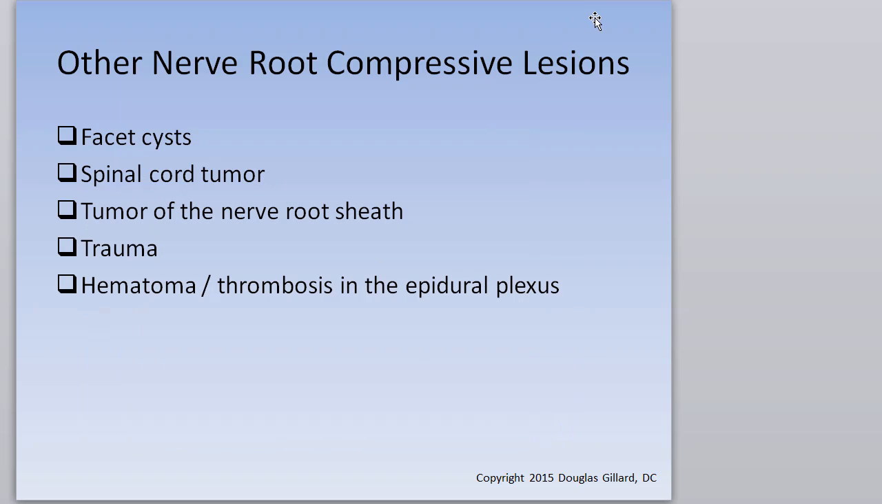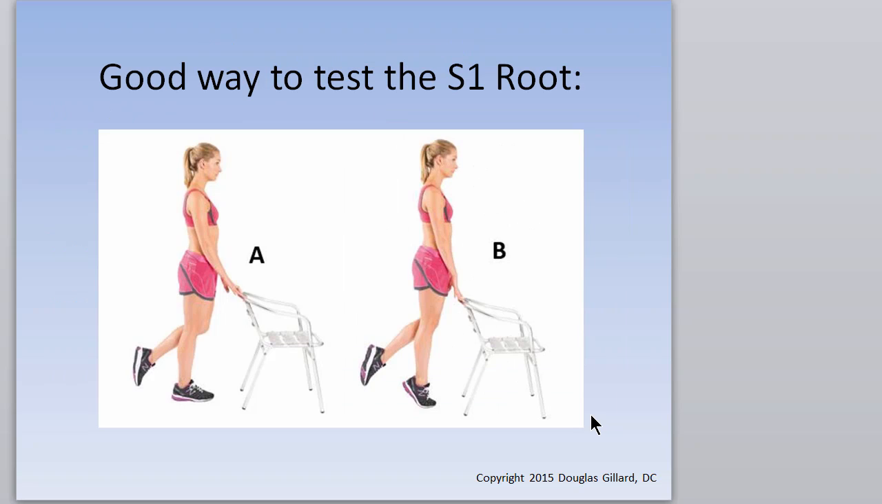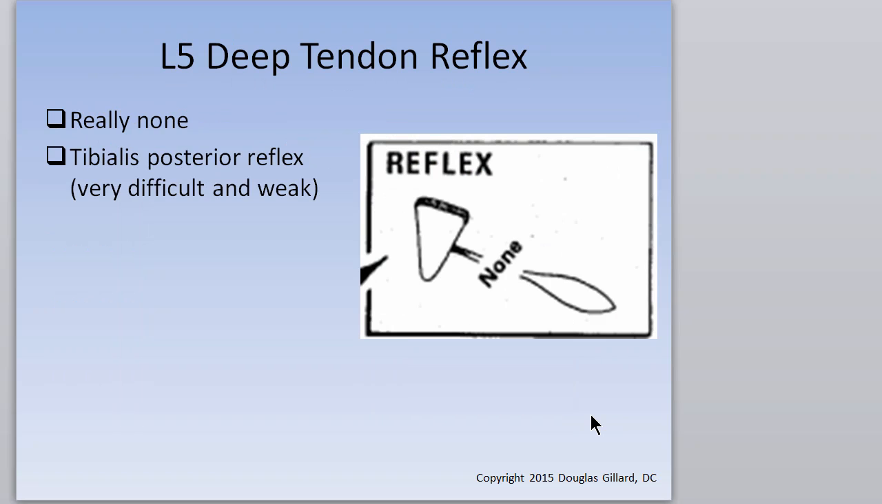Definitely know these, the compressive lesions. Know the things that can cause radicular pain or even radiculopathy. Facet cysts, spinal cord tumors, tumors of the nerve root sheath. I think you should know the dermatomes of the foot as well. This is lateral out here, so that's S1. On the top is L5, and on the inside is L4. Got to know those. You already know those though, but you better know those.